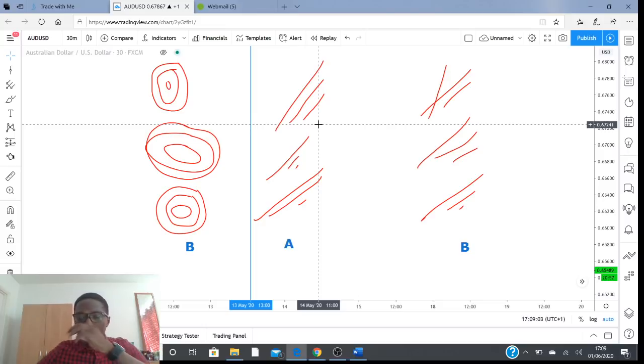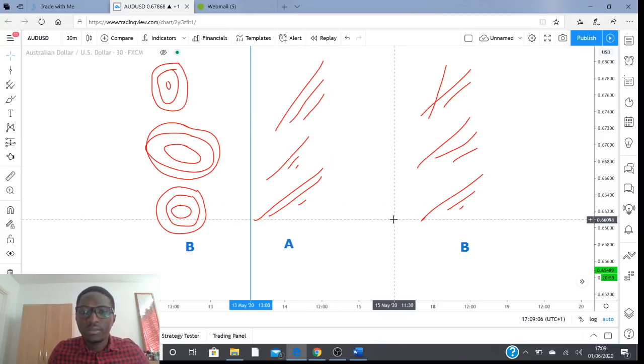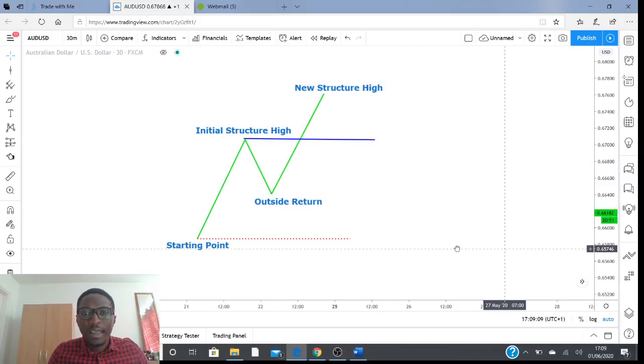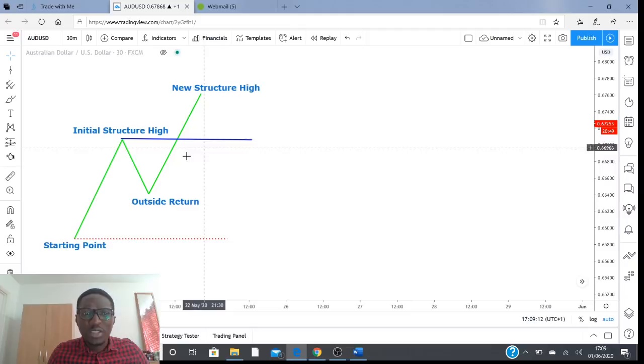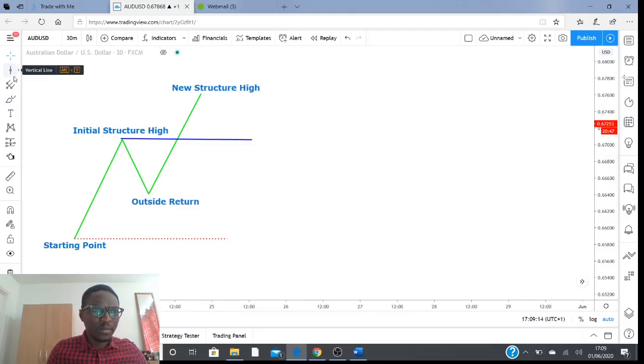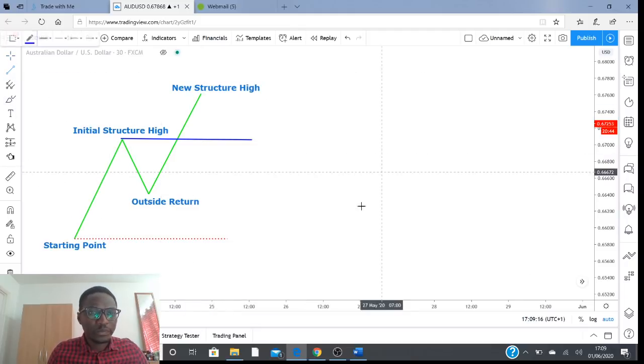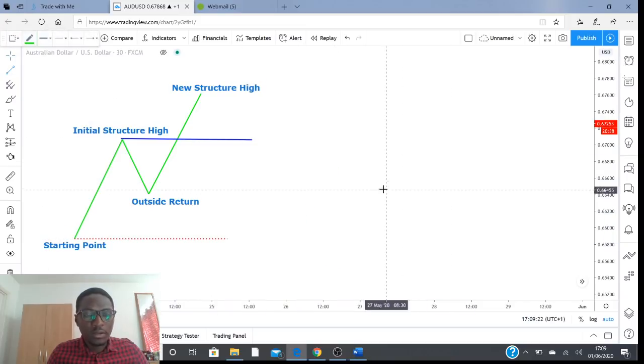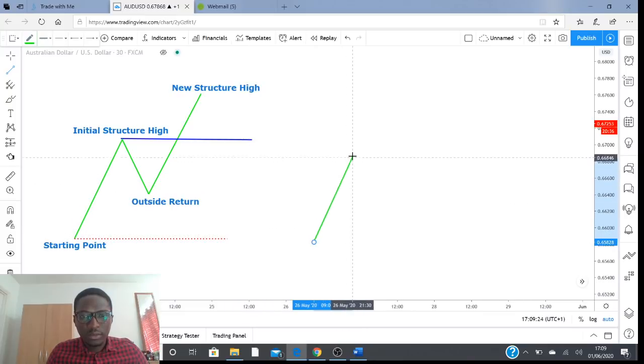If that doesn't make sense to you again, just stay with me. We're going to move back to our bullish structure, and I'm going to put 2 more diagrams next to this bullish structure. I need a blue one, so I'm going to go for a blue one here, green one, sorry. I'm going to draw a couple more bullish structures here.